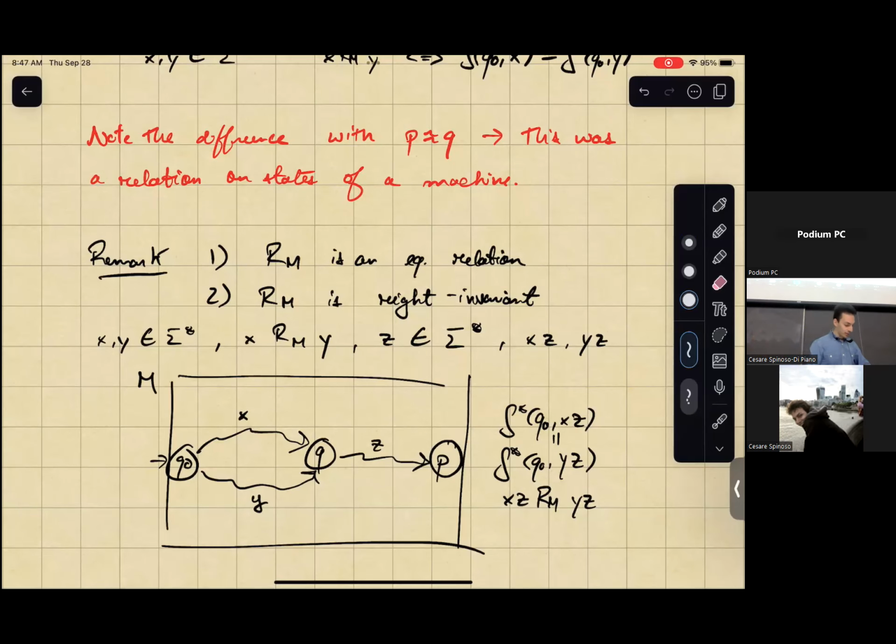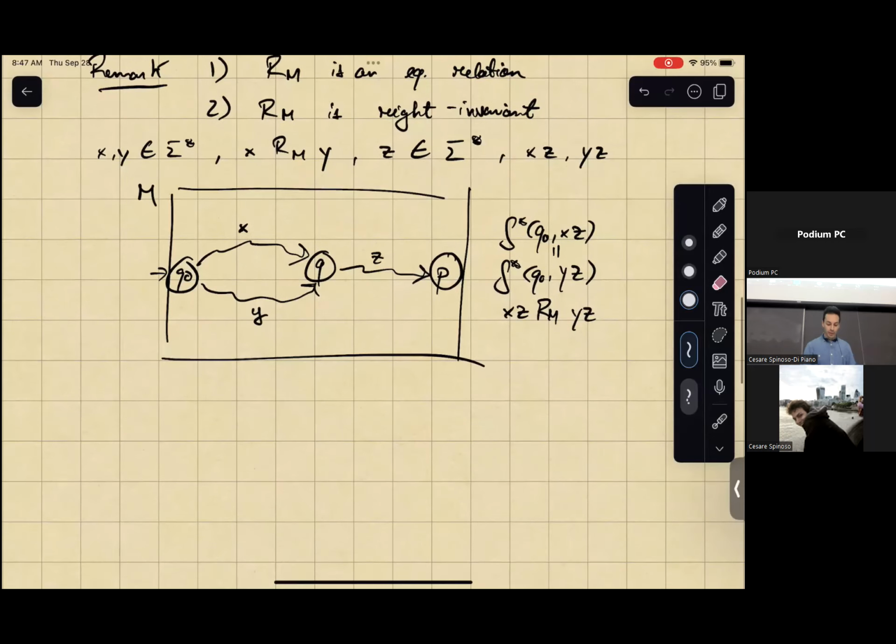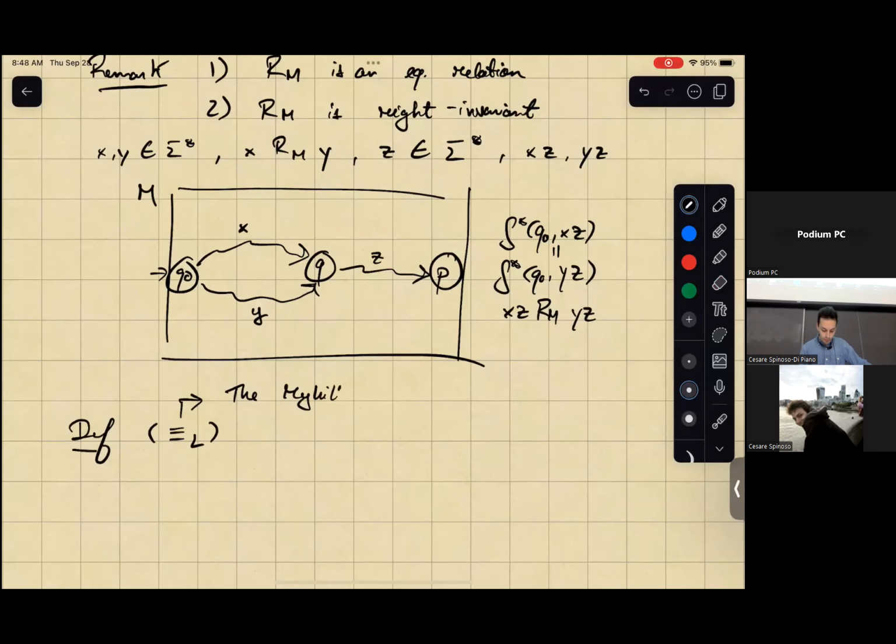Good. Okay. Great, excellent. So the next thing I want to do is define another relation, which is also going to be an equivalence relation and which is also going to be right invariant. But this relation has a special name. It's denoted by this triple horizontal line sub L, and it's actually called, you'll see why in a second, the Myhill-Nerode relation. So for the rest of the class, unfortunately, I'm going to have to keep saying the Myhill-Nerode relation, which is very cumbersome, but what are you going to do?